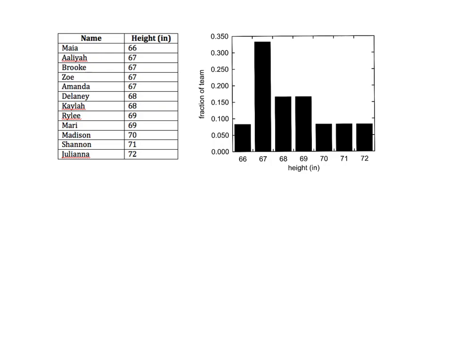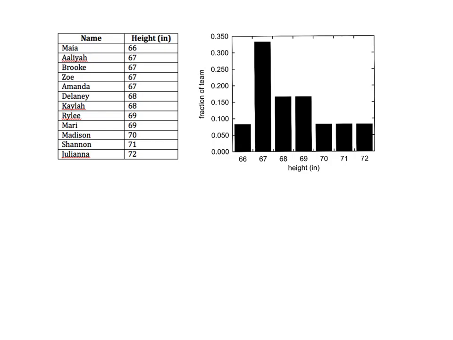So if we graph the fraction of the team with a given height versus the height of the women on the team, we get a distribution that looks like this, where the most women have a height of 67 inches, and then we have 2 women each with a height of 68 and 69 inches, and the rest of them are distributed among the lower and higher values of height.